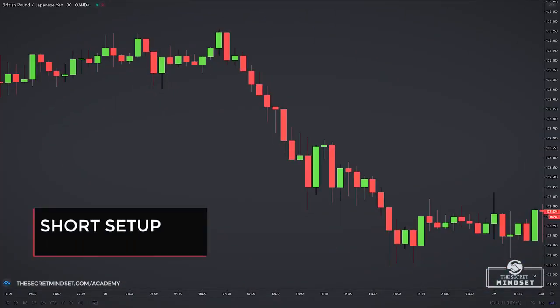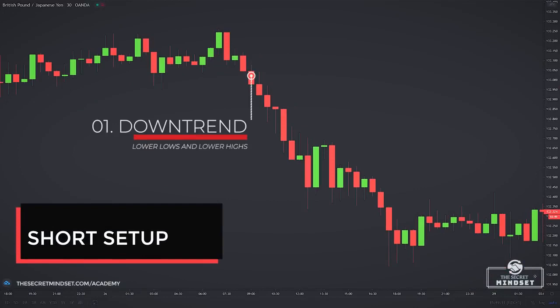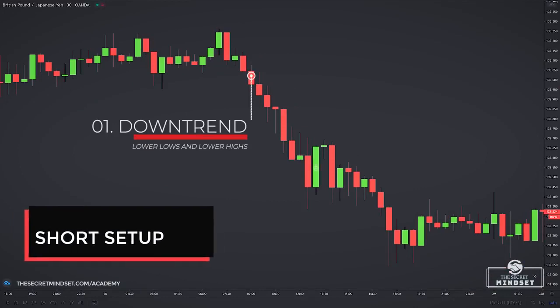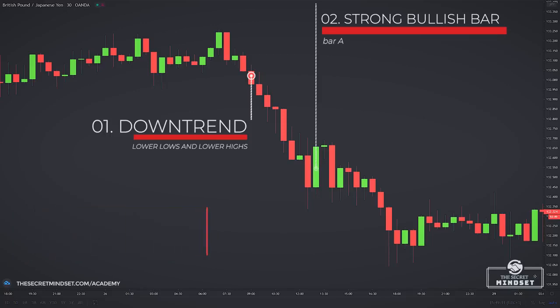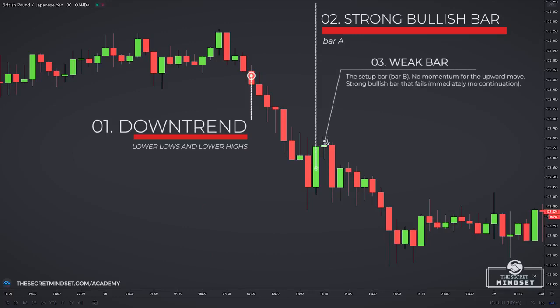For a short setup, first we need a downward trend, meaning the market must record lower lows and lower highs. Then we need a counter trend move, an upward pullback, meaning a strong bullish bar. That's bar A. Then we need stalling price action, so the previous strong bullish bar must be followed by a weak bar, bullish or bearish. That's bar B, the setup bar.